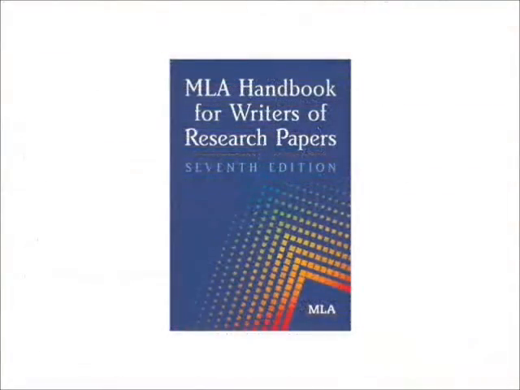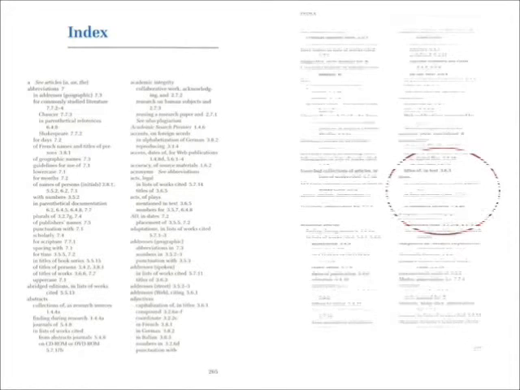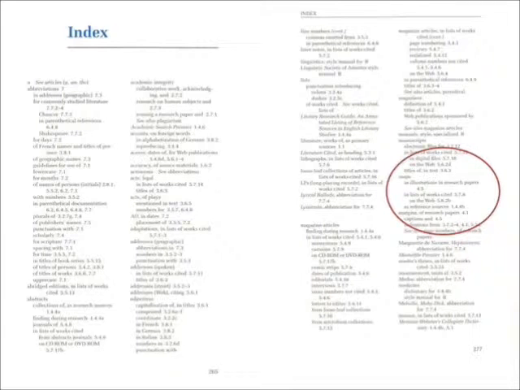We are using the 7th edition of the MLA Style Guide. You can find this book at the library, or you may purchase one at the bookstore. Be sure to use the index when you are trying to find information. Different items have special rules, as you will see later in the tutorial. For example, if you are going to cite a map, you should look up map in the index, and you will be directed to specific instructions for citing your map.